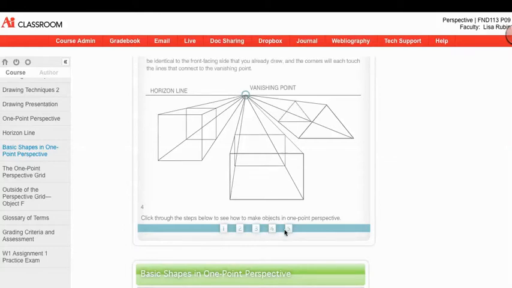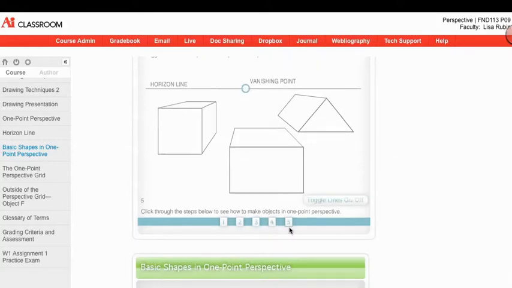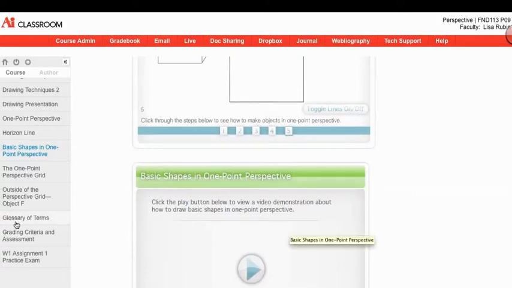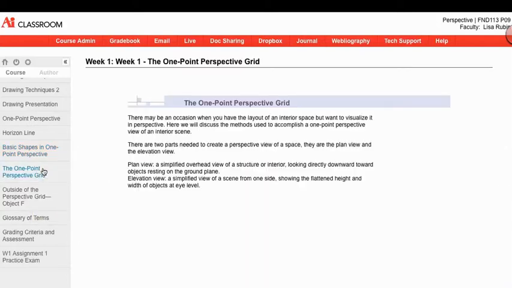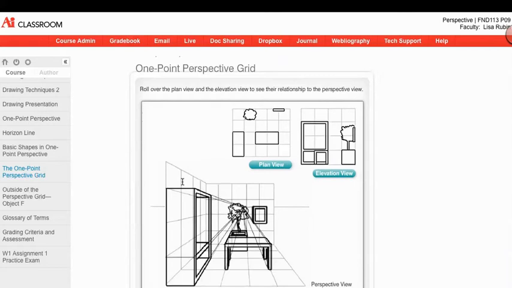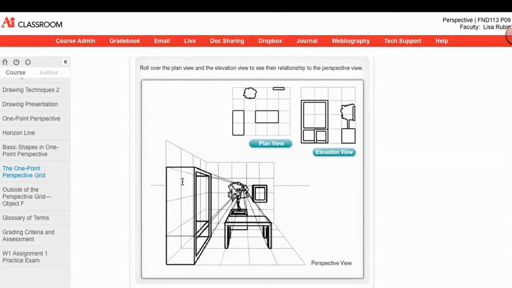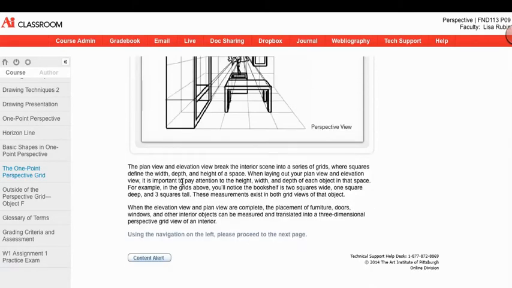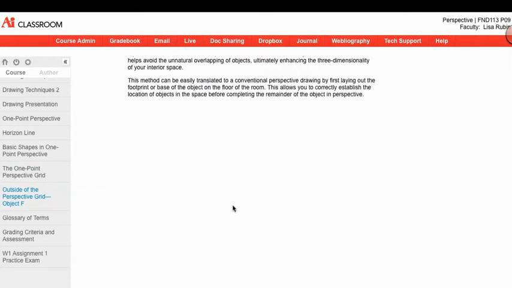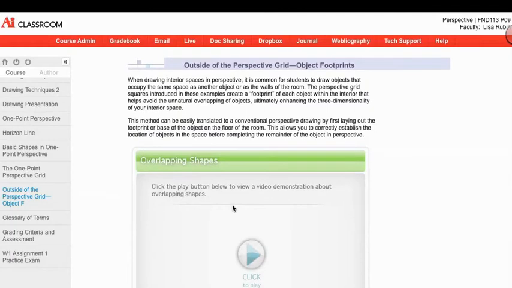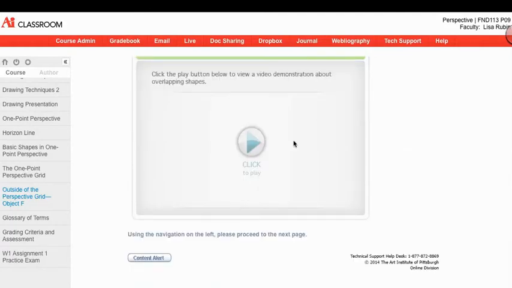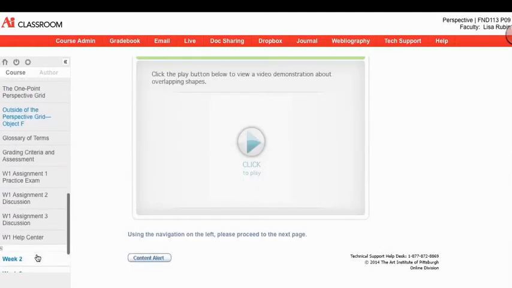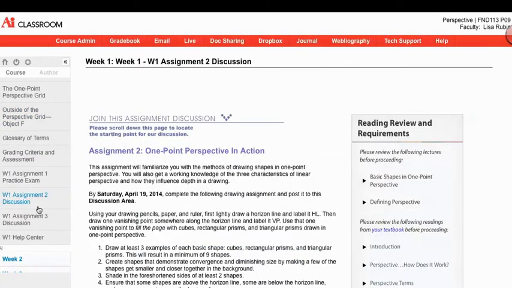So when you do assignment 1, you really want to think about that. Okay, and to understand more about what I'm talking about, check out the video here. Okay, and a grid also helps clarify how to use perspective. Okay. And this section here discusses that. All right, and here is the point about overlapping shapes. Really look at this. It's super helpful, especially for this first assignment, assignment 2.